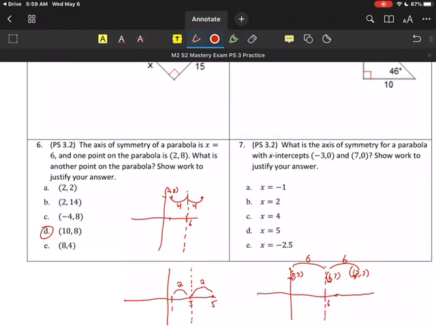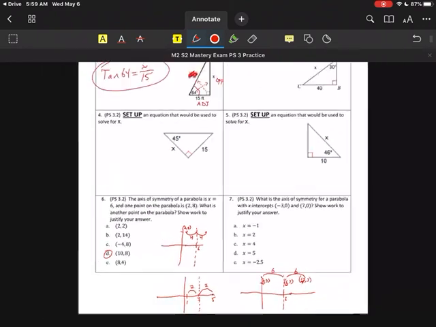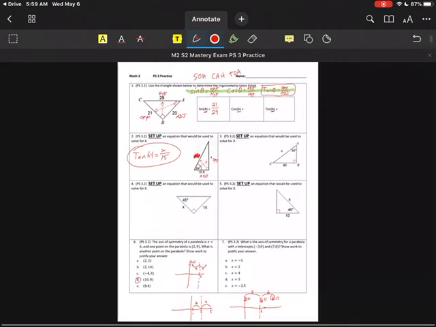So just think about the axis of symmetry. Look at these notes. And do the best you can. Okay, if you have any questions, let me know.